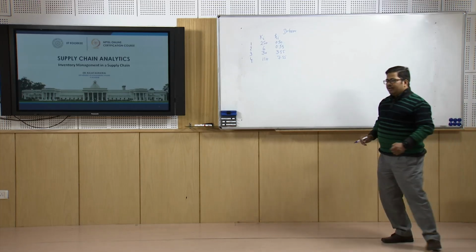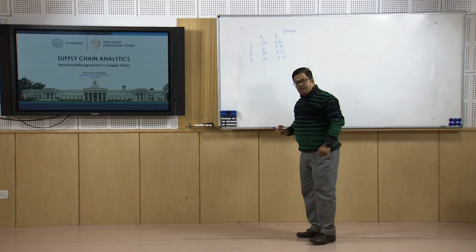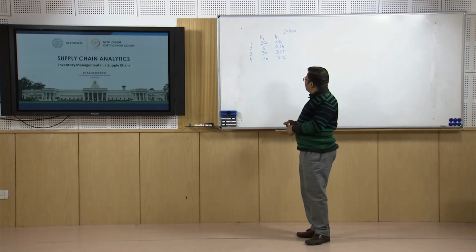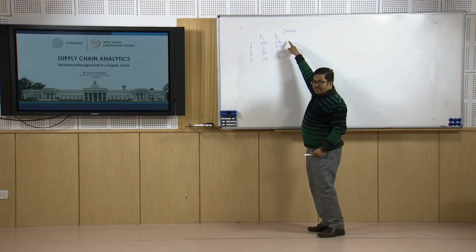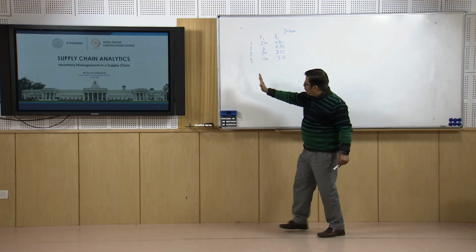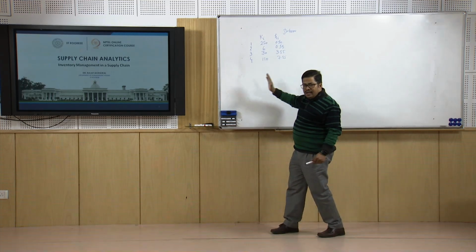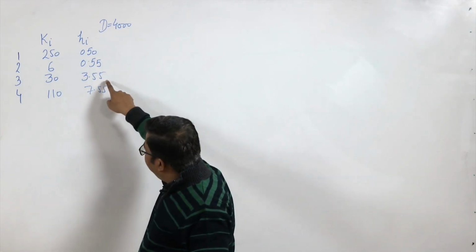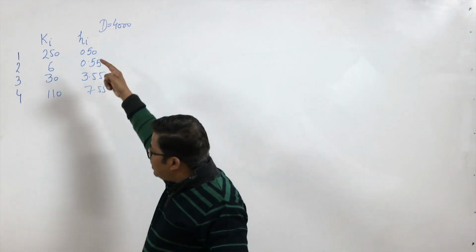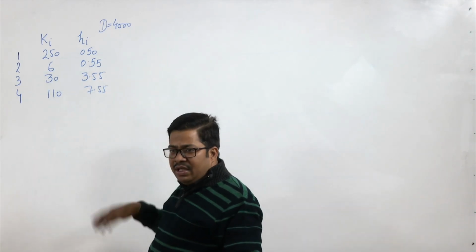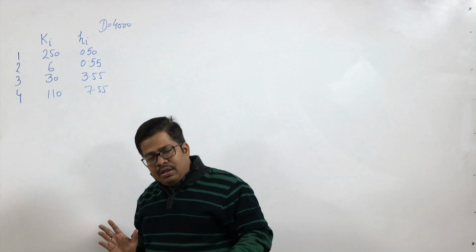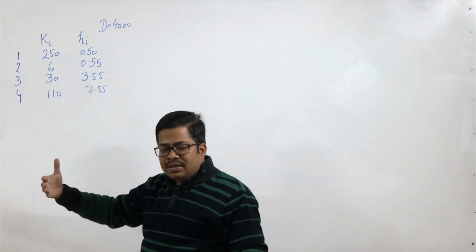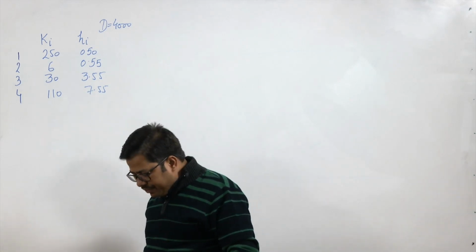Now, with the help of this data, one thing which we were discussing in the last session is very much visible: HI, that is the holding cost, as we go from 1 to 4, left to right in the supply chain, 0.50, 0.55, 3.55 and 7.55. So, you can see these holding costs are continuously increasing. Therefore, this data is in line with what we have discussed.